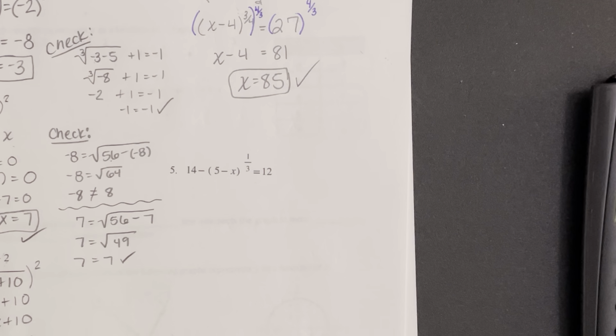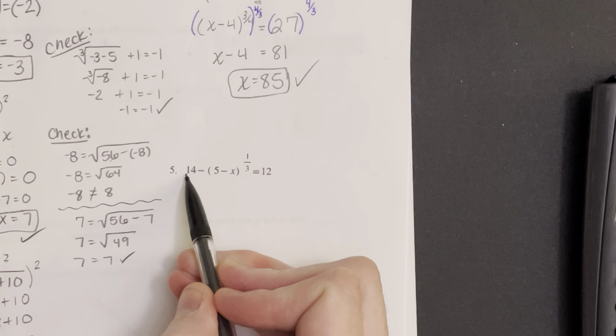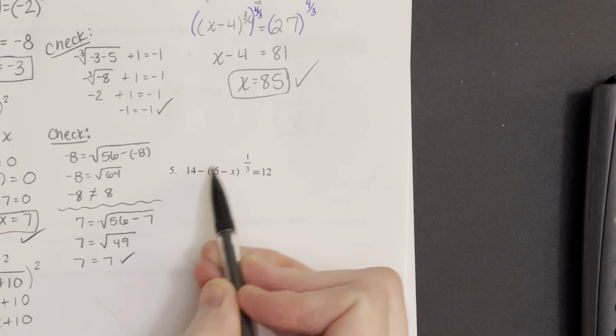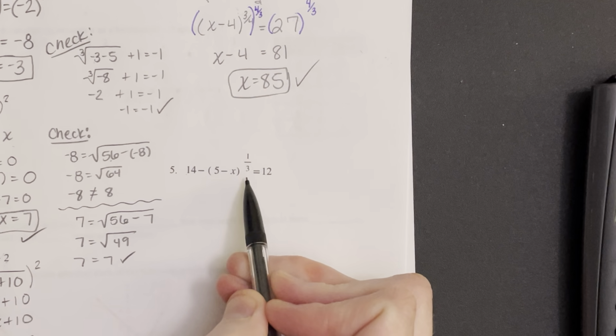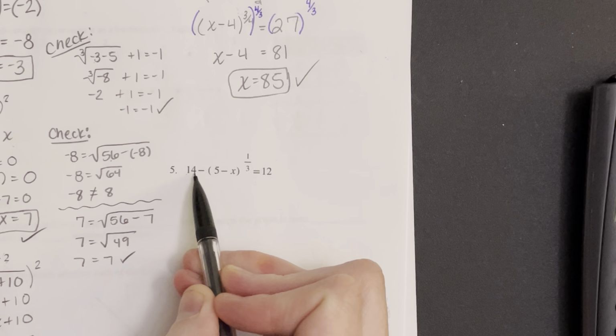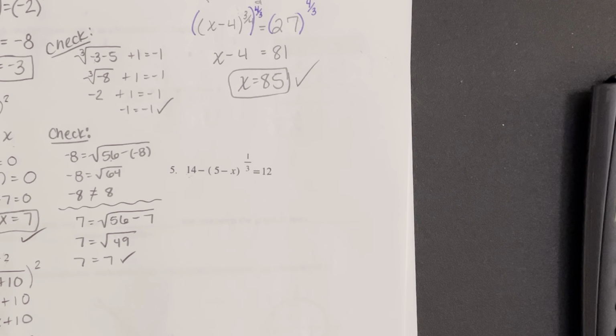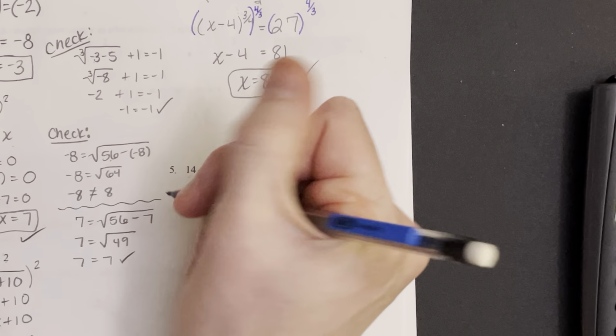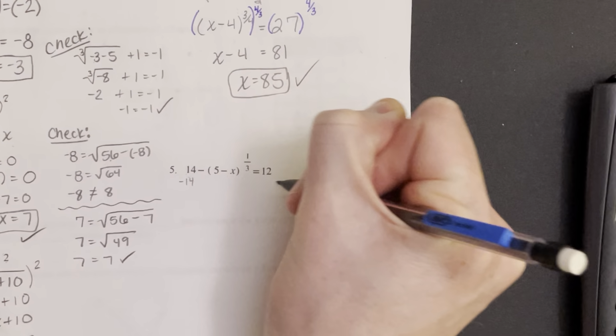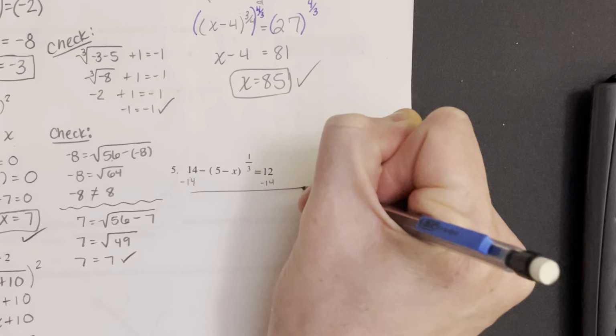Lastly, we've got one more. We've got number 5. For this one, I usually see some algebra mistakes. So we have 14 minus whatever we have here, this 5 minus x to the 1/3 equals 12. I need to undo this 14, but this is a positive 14. We're not doing minus 14. We're doing 14 minus something else. So to undo that 14, I would subtract 14 from both sides.